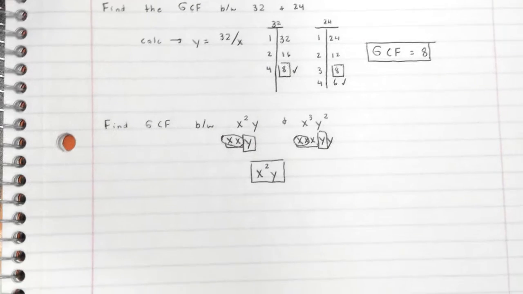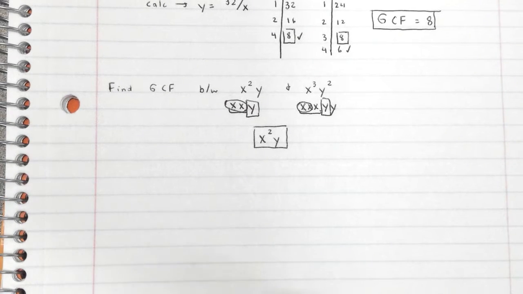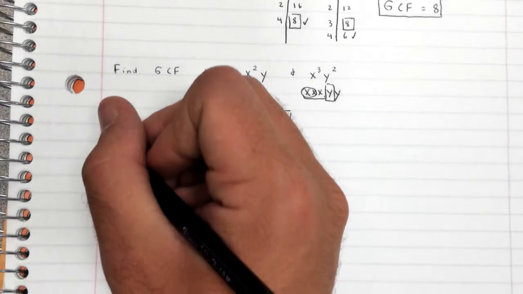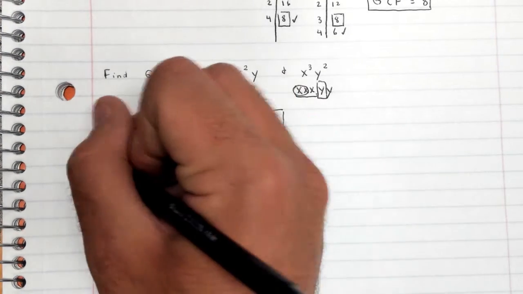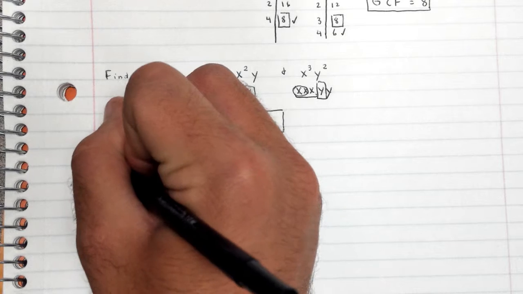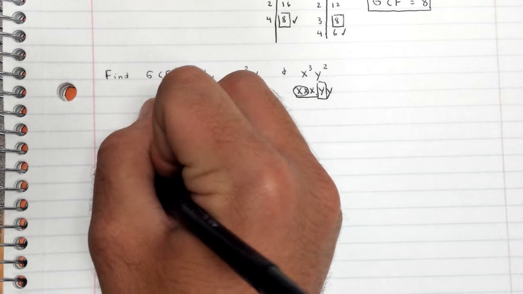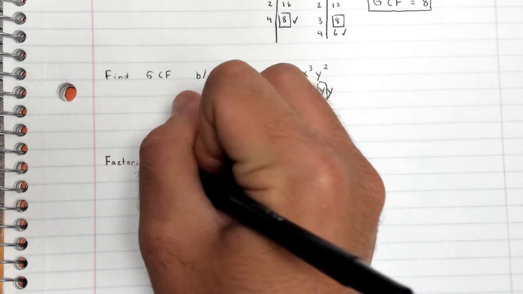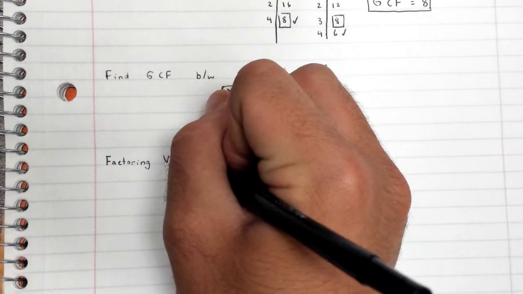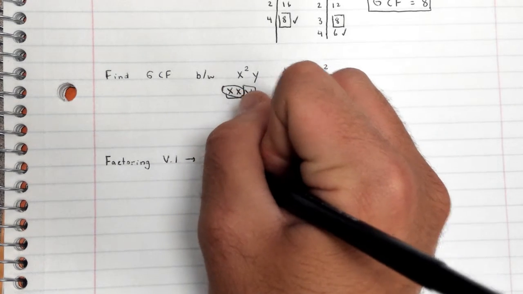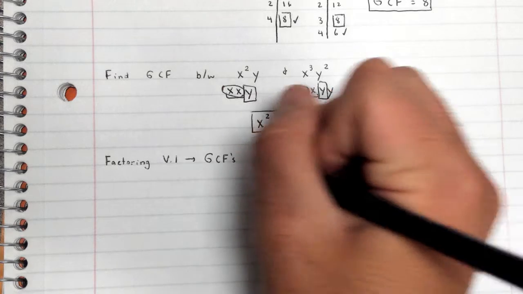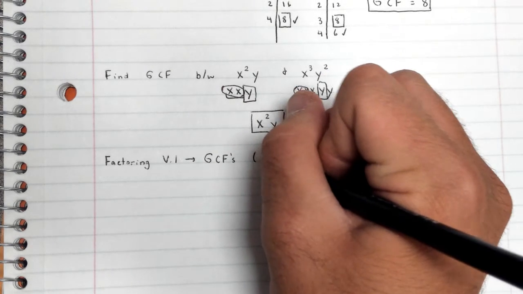Where we use this in factoring, and honestly this is the easiest version of factoring, so we're going to title this video Factoring version 1. Factoring V1. GCFs. Easy mode.